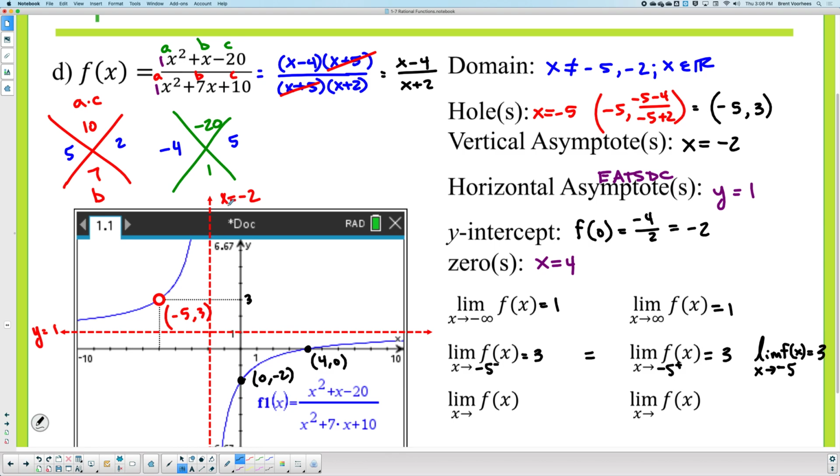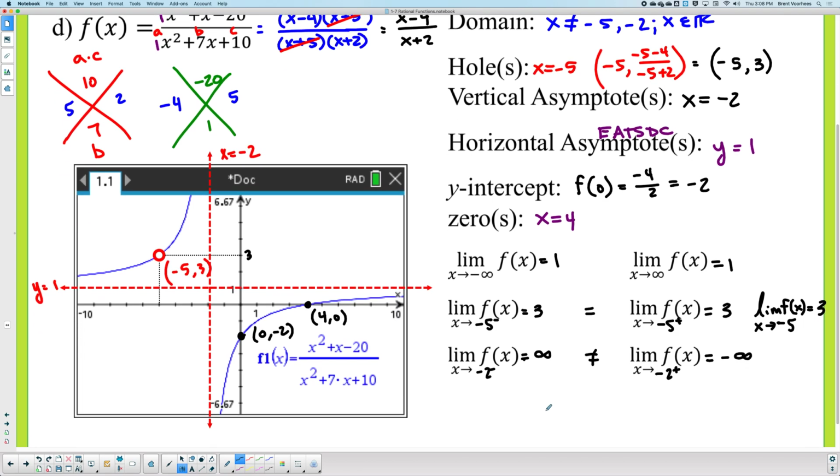And now finally, if I did it at negative 2. So we'll do a negative 2 minus and a negative 2 plus. So what happens as I approach negative 2 from the left side as the graph is rising? It's rising to positive infinity. And as I approach negative 2 from the right side, the graph is falling. Notice these are not equal to each other, so the limit at negative 2 would not exist. The limit as x approaches negative 2 does not exist because they're different than one another.